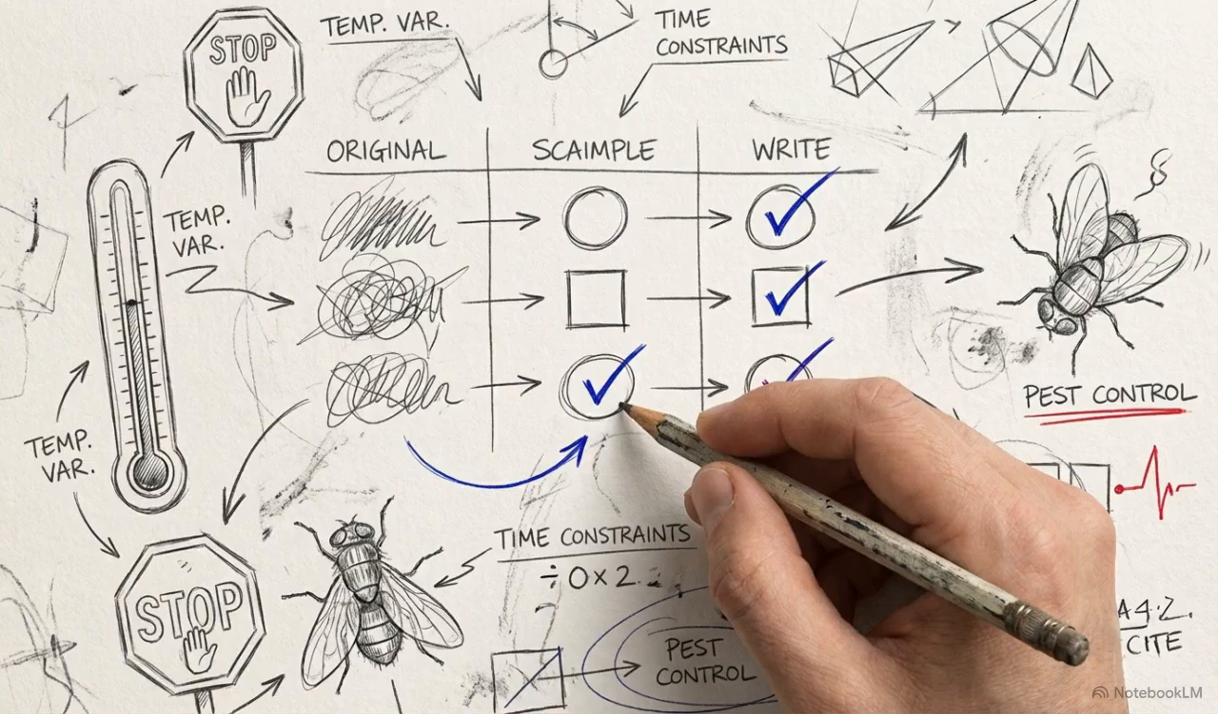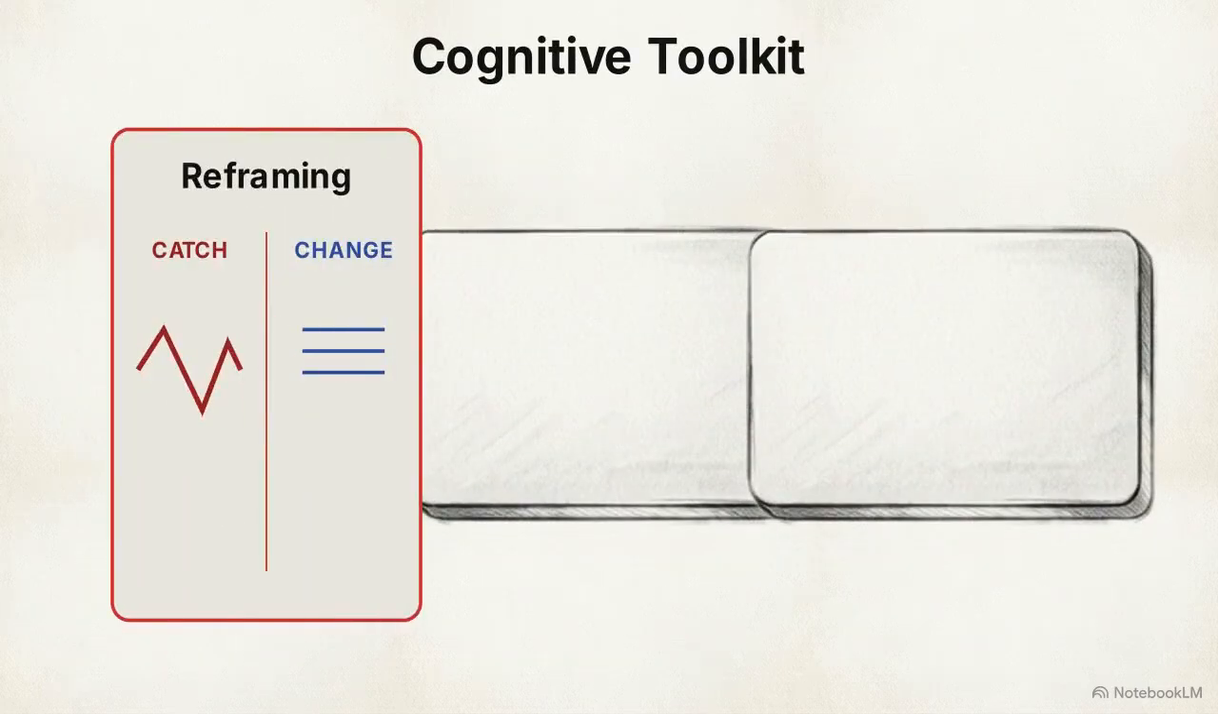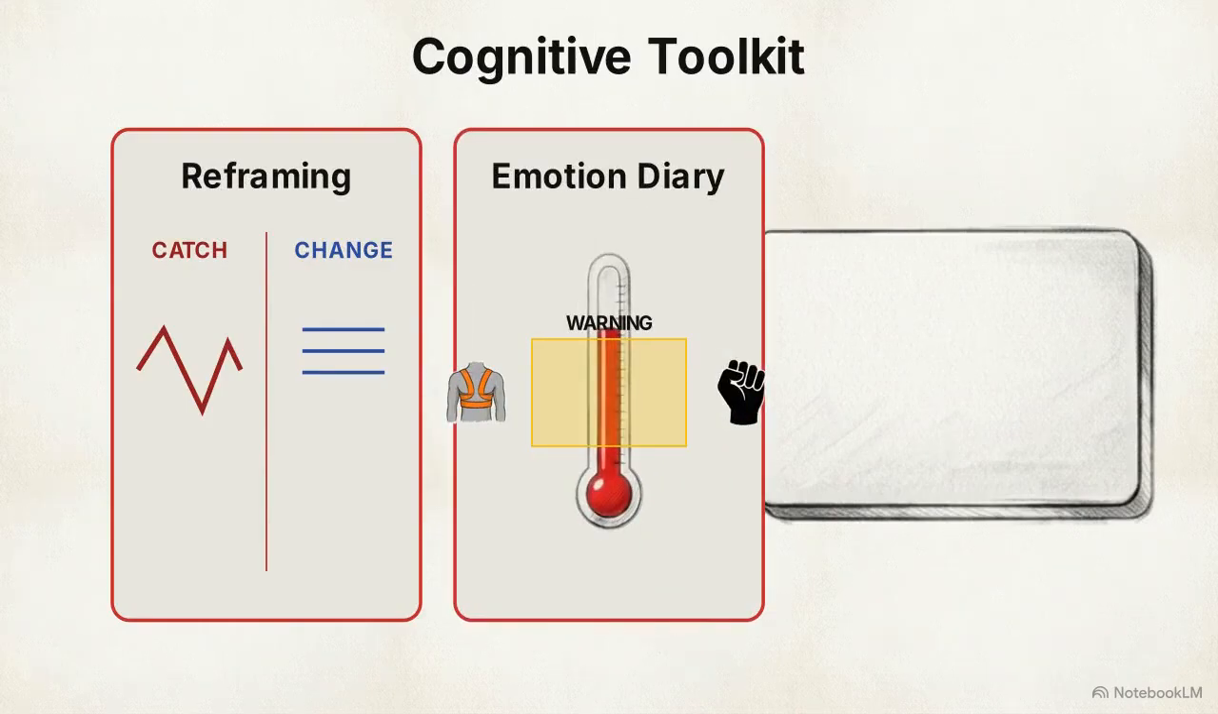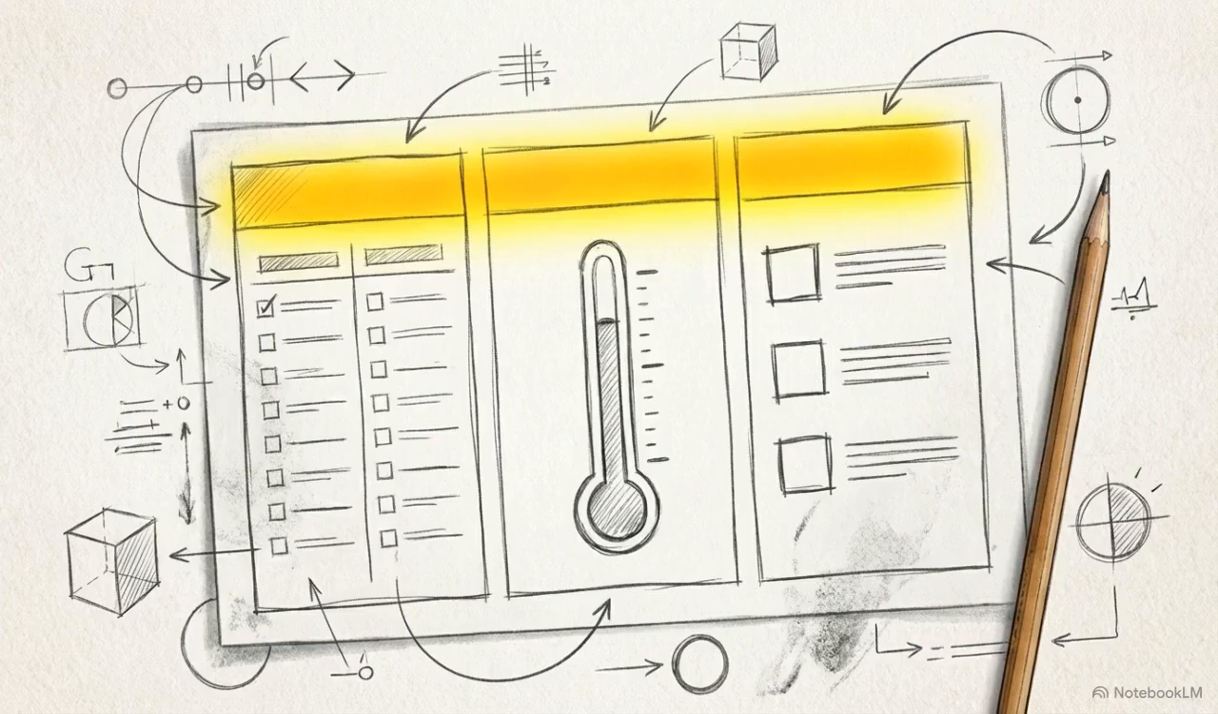Take a moment and look down at the piece of paper you've been filling out. In just a few minutes, you have built a complete 3-part arsenal. You have a system to reframe distortions, a diary to track your emotional escalation, and 3 rapid response tactics for when you're on the move. This checklist represents your completed cognitive toolkit. The abstract noise in your head is now neatly organized into distinct, actionable steps on the page.